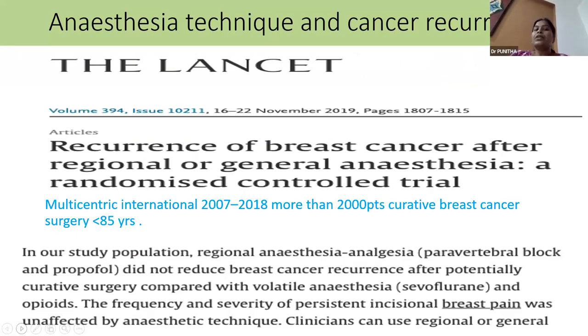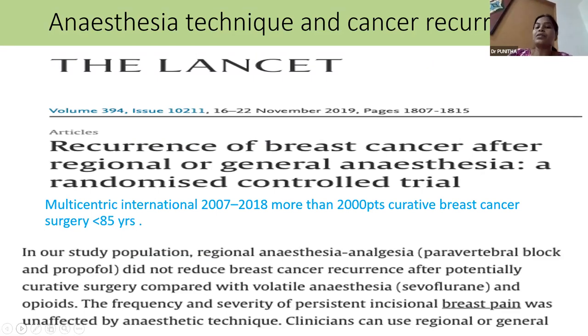So, the anesthesia technique and the breast cancer evidence. What is the evidence? The publication in 2019 was an RCT, which was done internationally in multiple centers, where they had included more than 2000 patients.